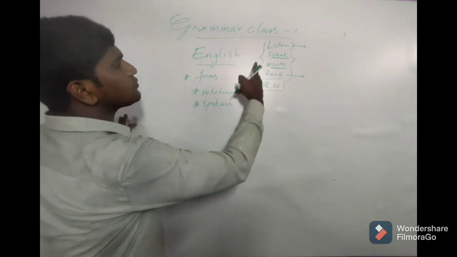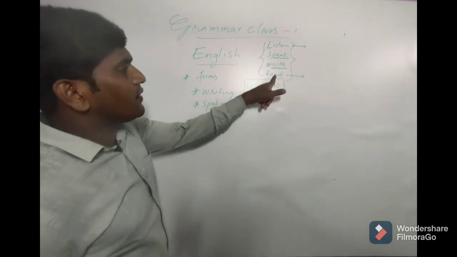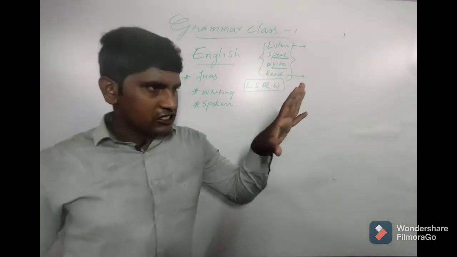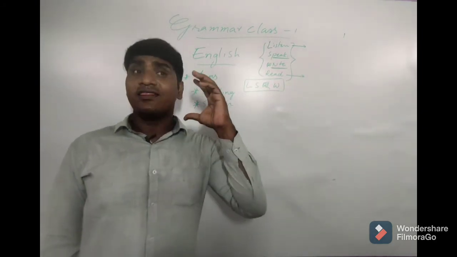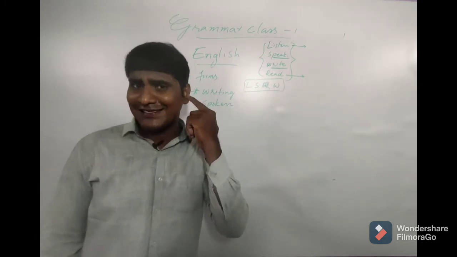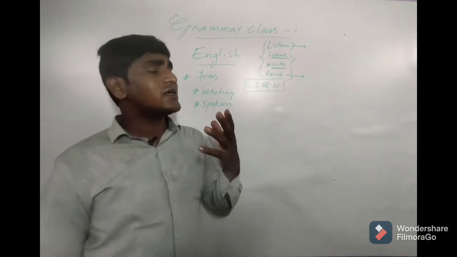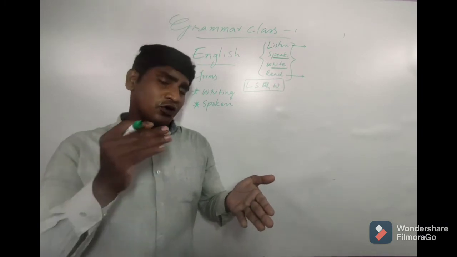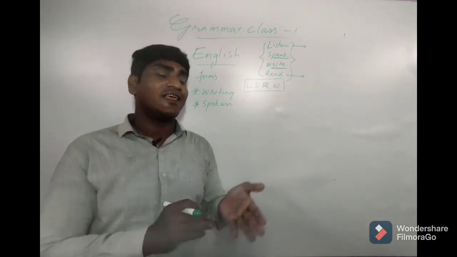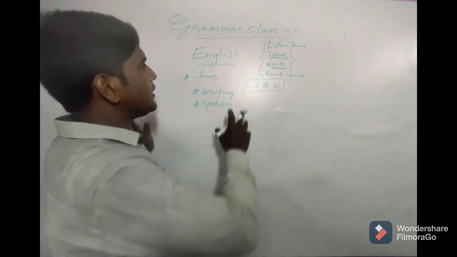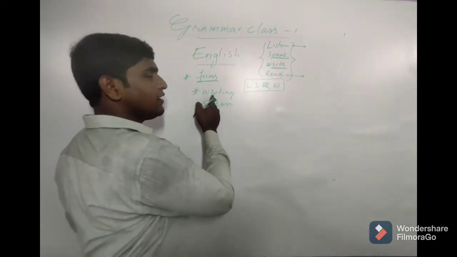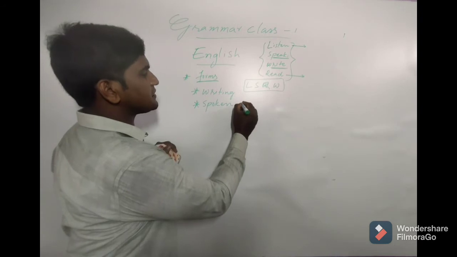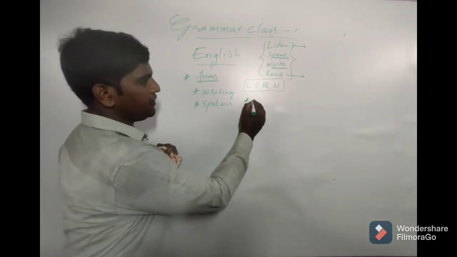Here you may ask a question: sir, you told us listen and read. When do you listen? If someone is speaking to you in English, you listen to the spoken form. But listening is not a form of language. Likewise, when somebody has written on paper and you read it, you are reading English which is available in the form of writing. Therefore, the English language has only two forms: the writing form and the spoken form. First, let us discuss the writing form.